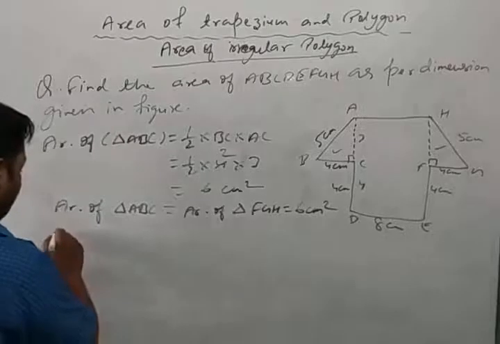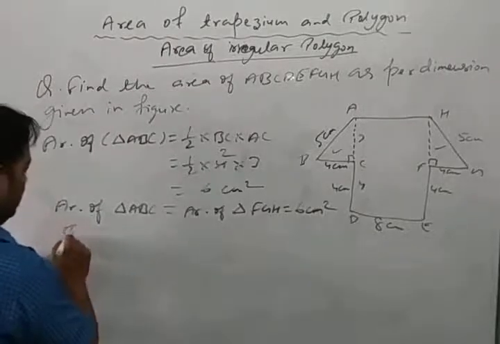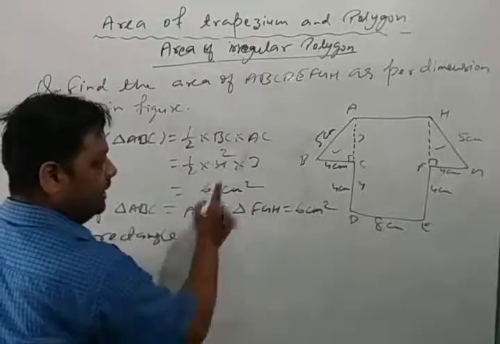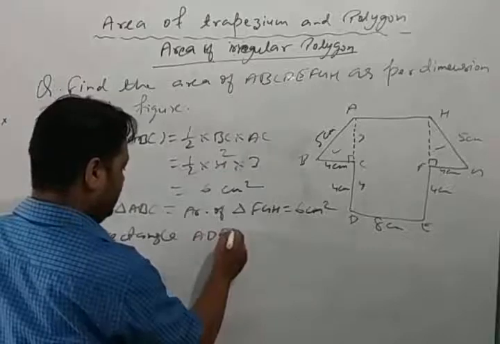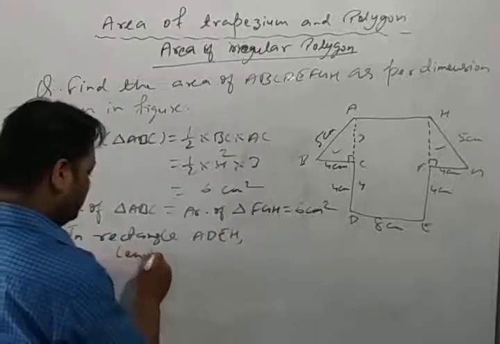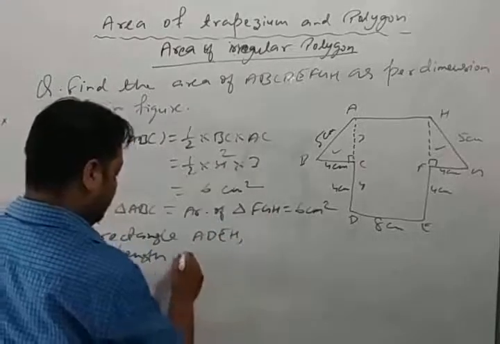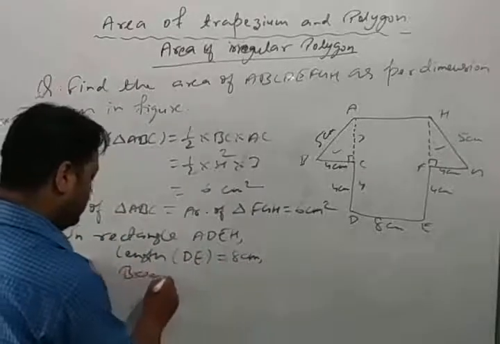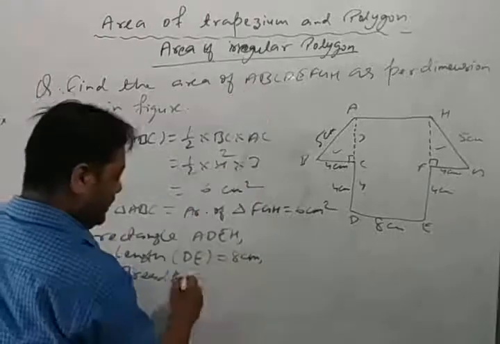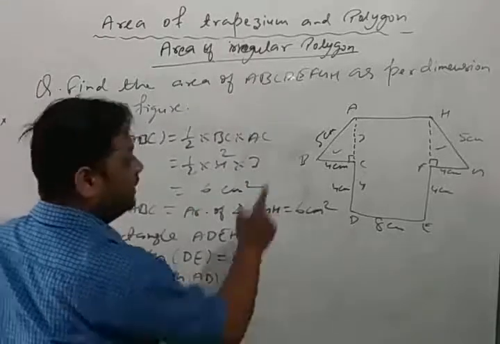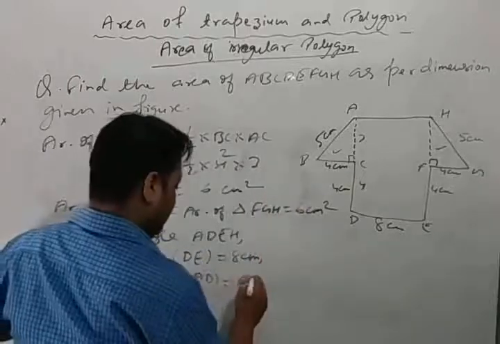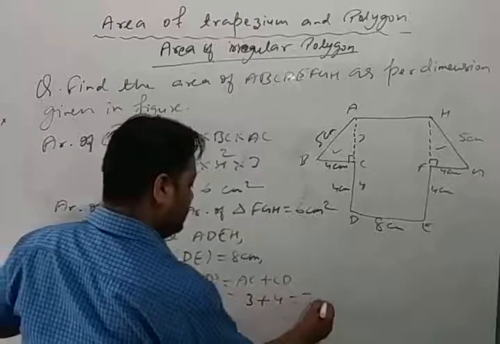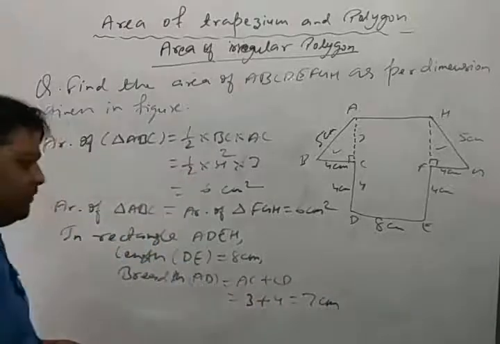So we can find in rectangle ADEH. Length will be what? Length will be DE, 8 centimeter. DE is equal to 8 centimeter. And breadth will be what? Breadth will be AD. And AD means AC plus CD. Then AC is 3 and CD is 4. It is 7 centimeter. Now we know the length and breadth also.